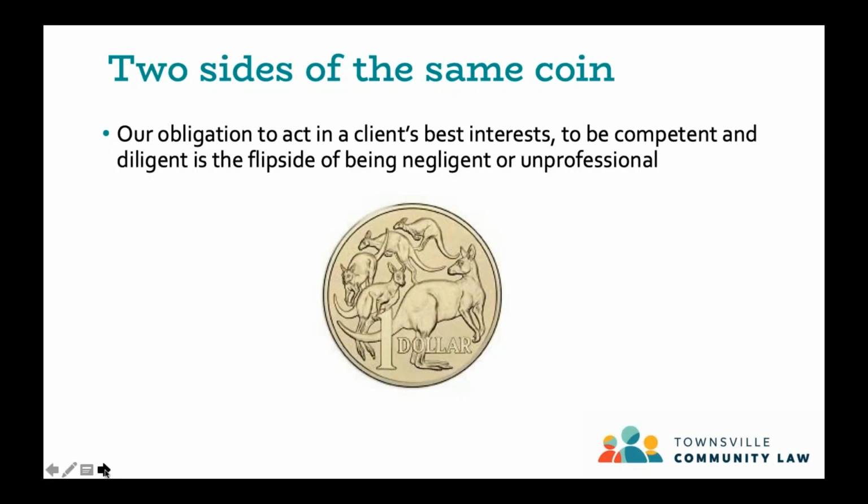I say that because really our obligation to act in a client's best interests and to be competent and diligent is just the flip side of being negligent or unprofessional. And it's really critical that we recognise that if we don't give someone competent advice about the Act and its implications, we may have ignored our professional obligations, and that could lead, in a worst case scenario, to the client losing some rights. It could lead to a complaint of a conduct nature being made to the Legal Services Commission. And in reality, what it leads to is a lessening of the impact of the Act.